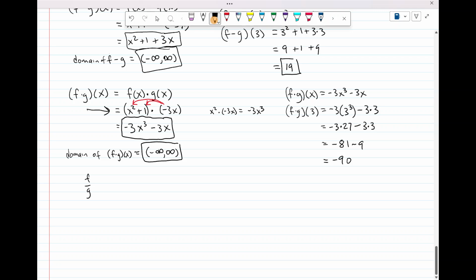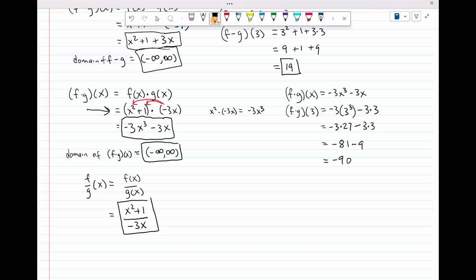F divided by g of x is equal to f of x divided by g of x by definition. And I'm going to replace f of x with what it's equal to. And I'm going to replace g of x with what it's equal to. And that's my final answer. I can't simplify that.